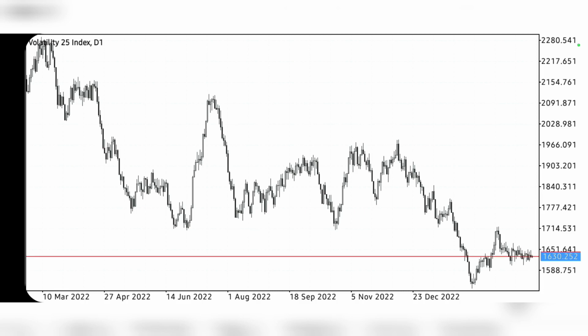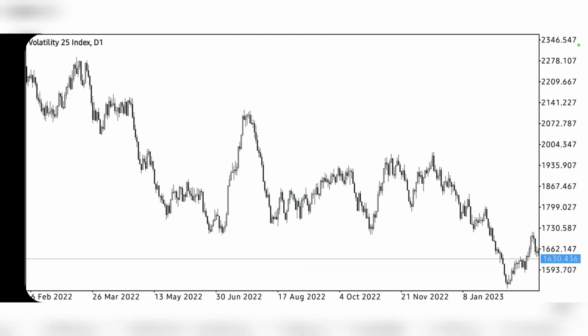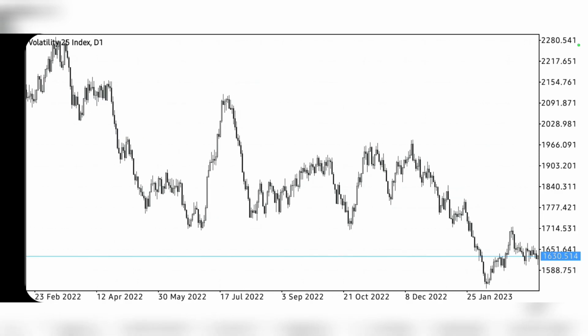So if you want to mark out your market structure and understand it perfectly, I would advise you start from the higher time frame. The higher time frame is going to give you more depth and more information than the lower time frame. So if you want to mark out your market structure, go to the higher time frame. Here I'm going to be using the daily time frame.